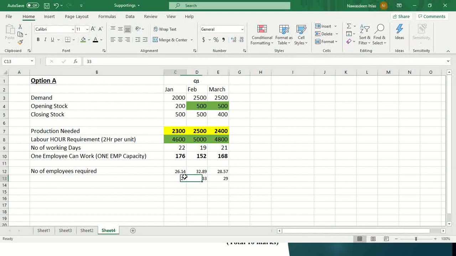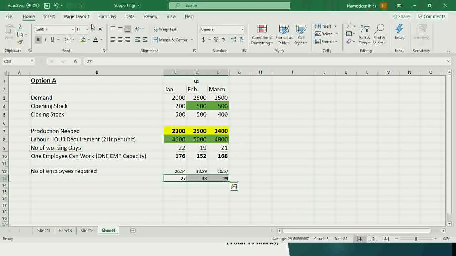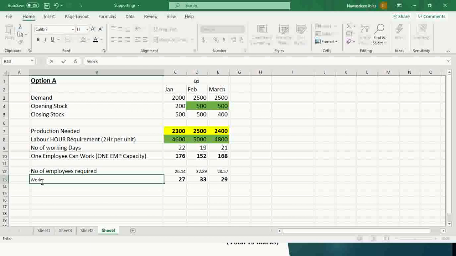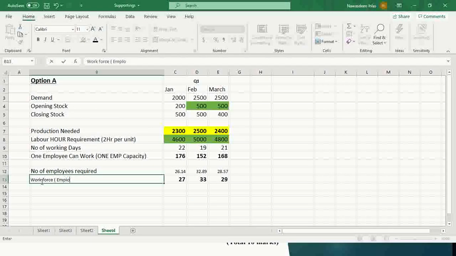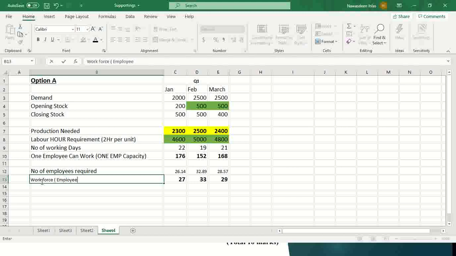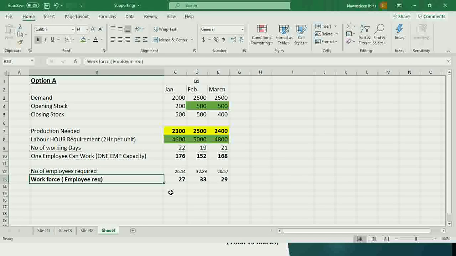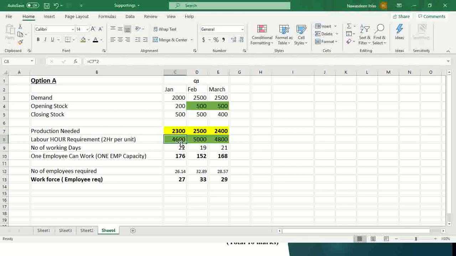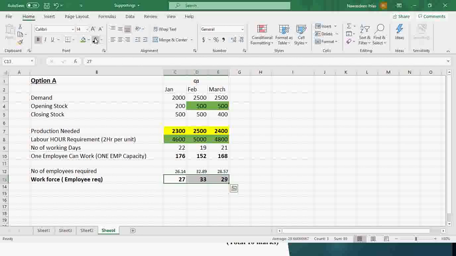So this will be the labor hour requirement. So this is the workforce or employee requirement. To meet this demand or to produce this output level, we need 4,600 hours. One employee can work this much only for this particular month. Number of employees required 27, 33, 29 for these respective months.